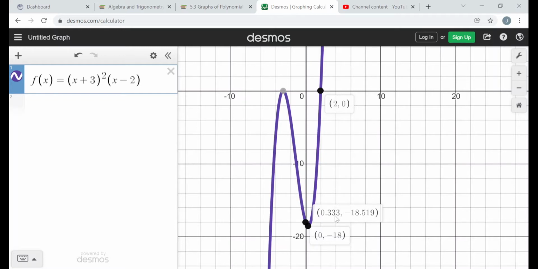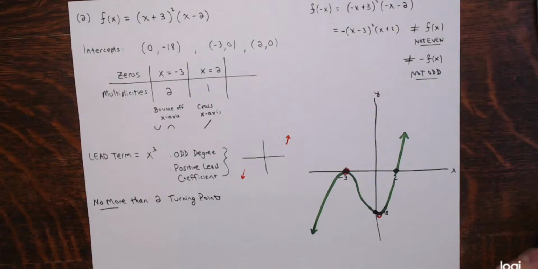That turning point of 1/3, negative 18.5, whatever. But it's got 2 turning points, down to the left, up to the right, bouncing off at x equals negative 3, crossing over at x equals 2. Looks almost exactly the same as the drawing I made. And so this is, again, a very good rough sketch of that function. Great. And again, no y-axis symmetry, no origin symmetry.